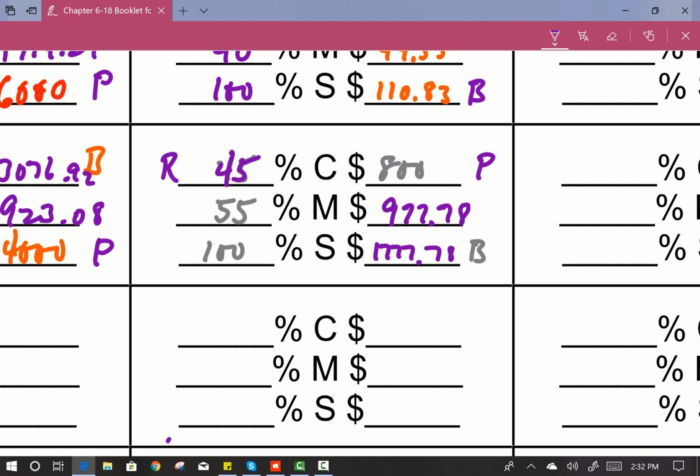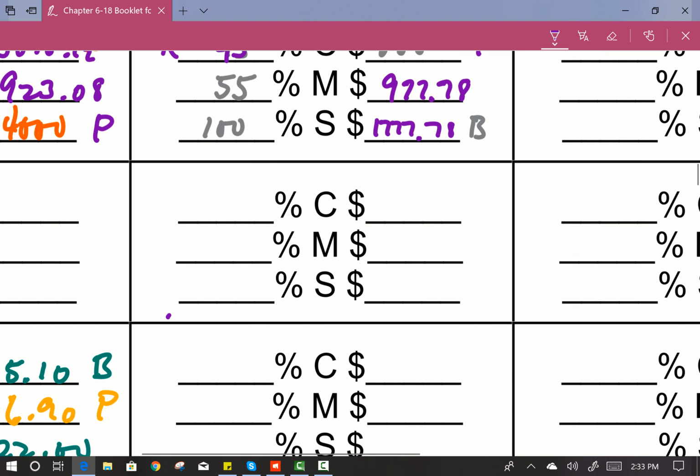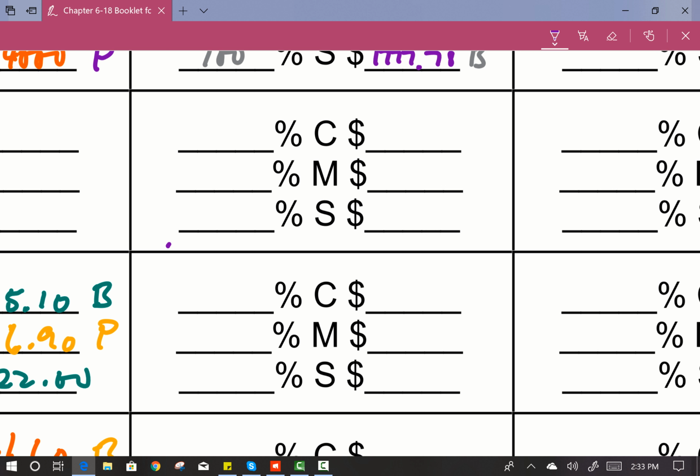So I marked up this item $977, which is 55% markup based upon selling price, which makes the item $1,777.78. Okay, now let's go ahead and take a look at number 11. The cost of this item is $14.80.